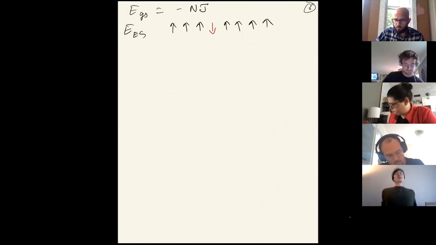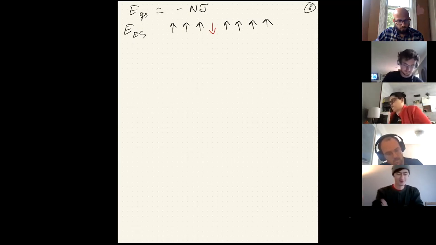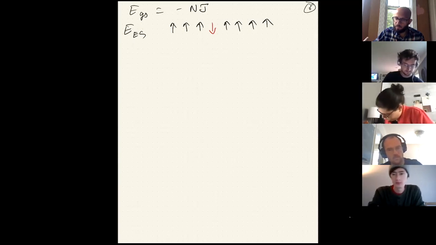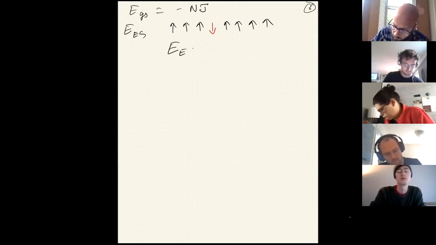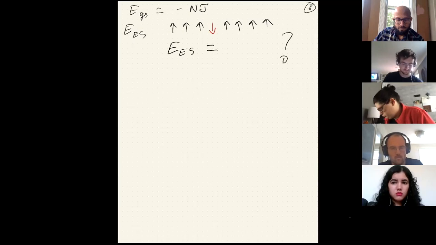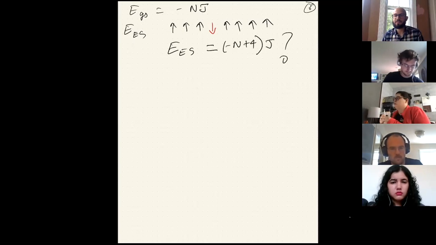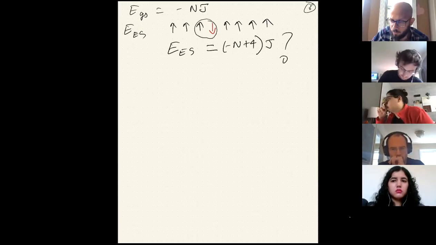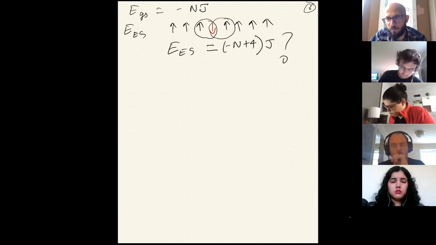What is the energy of this configuration? Anyone wants to help me with this? n-2J. It's actually a bit subtle. Why? Because first of all, which pairs changed? These are the two pairs that changed, right? Everything else was unaffected.